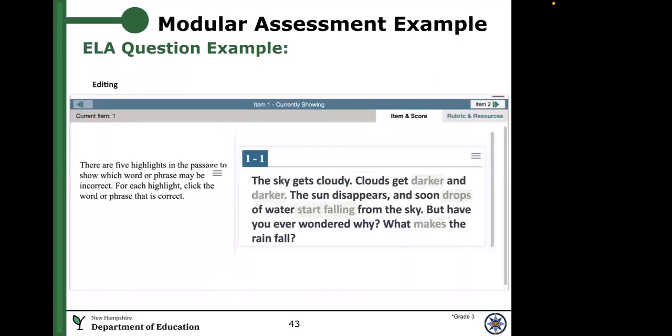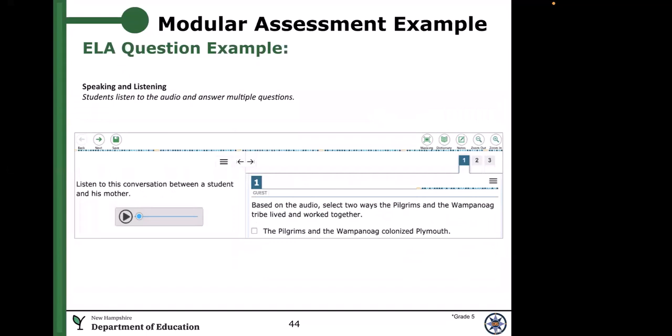Here's an editing example from grade 3. What happens is, if they click on this here, it will bring a drop-down menu and they'd have to click on a word or phrase that would be correct in that particular instance. And then speaking and listening, this is basically they listen to something and they answer a set of questions that has to do with whatever that particular conversation or recording had to say.